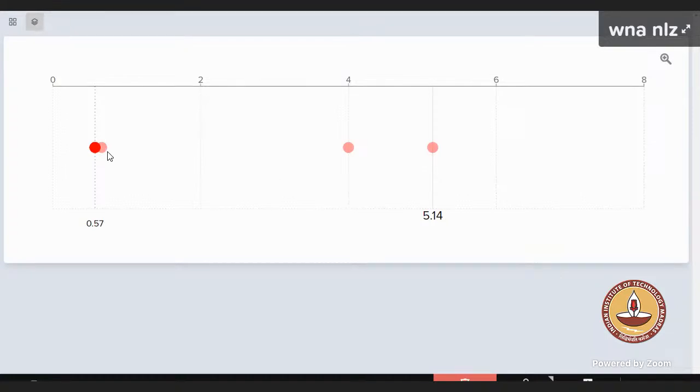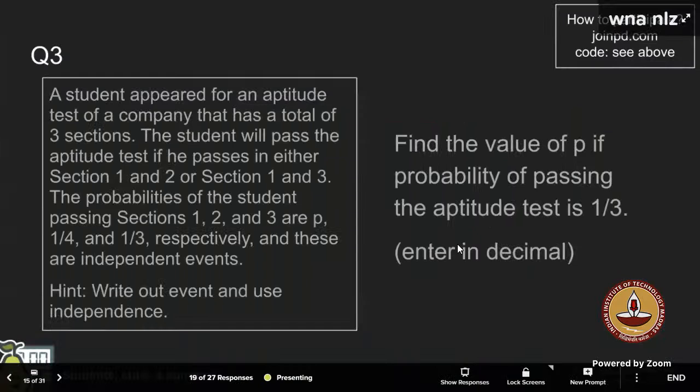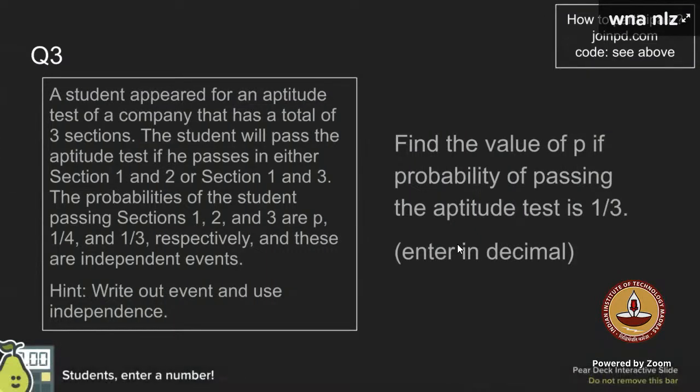Okay, so those who have given this 0.57, I think Hughes Chunk has given 0.57. How did you do it? Can you tell? There are people who have given 4 and 5.14. So there's one possible answer, 0.57. How did you approach this? 1 intersection 2 union 1 intersection 3. Correct. That will give us the probability of pass, right?